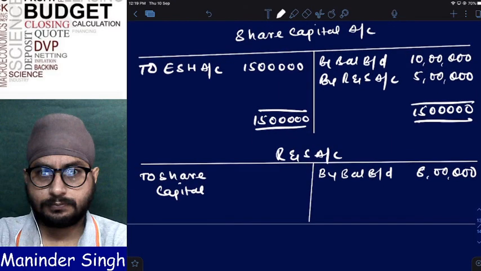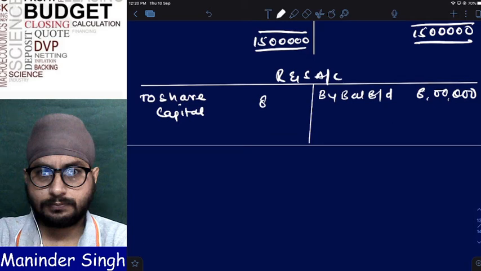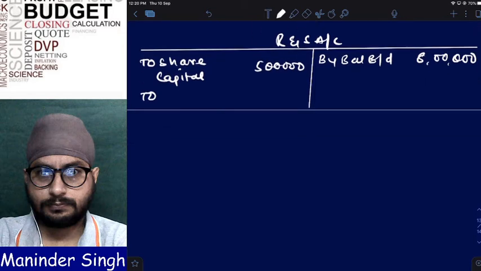Same thing I have written, right? In share capital I have written by reserves and surplus. How much? Sorry, 5 lakhs. Now how much is the balance? 3 lakhs. This 3 lakhs balance in reserves and surplus, at the time of closing the company, will be taken by whom? Equity shareholders. To equity shareholders account, 3 lakhs.